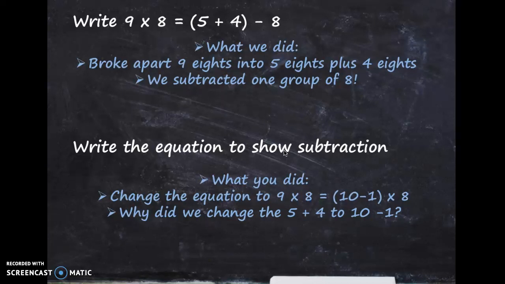If you said because they are the commutative property, you are correct. 5 plus 4, I'm so sorry, teachers make mistakes too, the associative property. If you said that 5 plus 4 equals 9, and that 10 take away 1 equals 9, you are correct. So we are using a friendly fact of 10 to help us with our 9s facts. Let's keep moving.